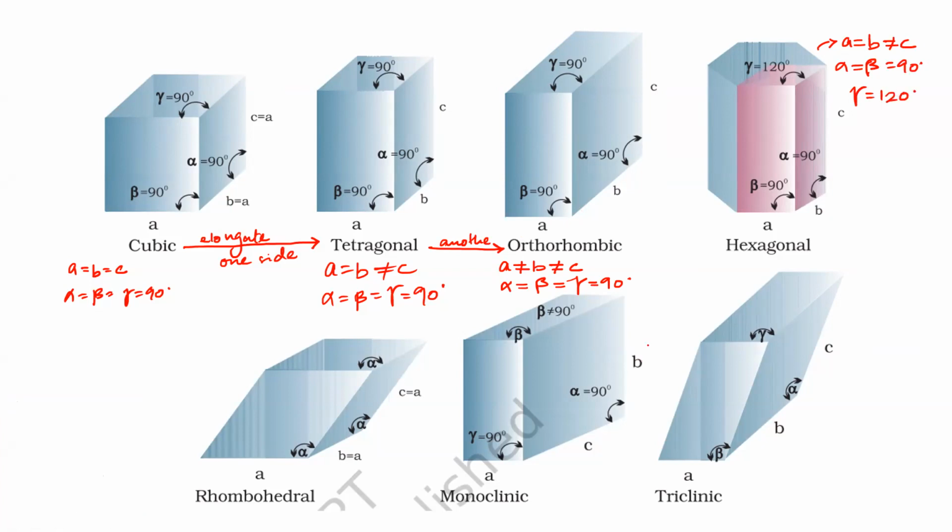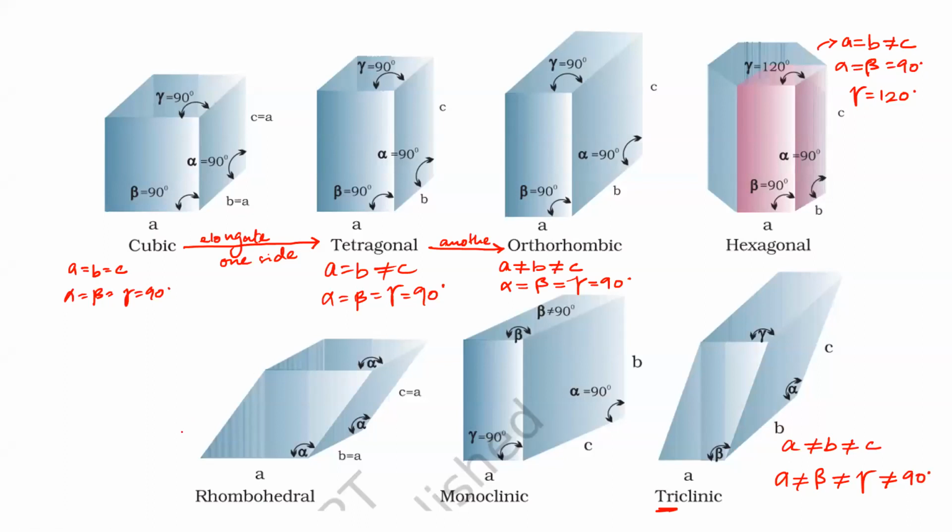Achha, in triclinic, tri means 3. All the 3 edges and all the 3 angles are different. Why? Because they are not the same. They are all different. So A is not equal to B, it is also not equal to C. Similarly, alpha is neither equal to beta, nor equal to gamma, and neither of them is equal to 90 degree.